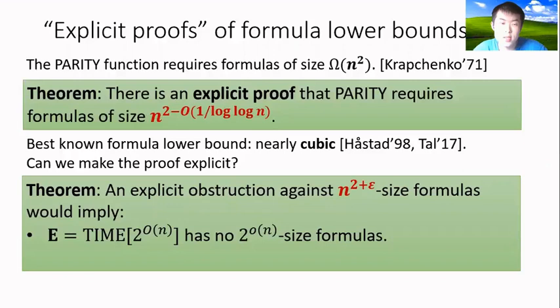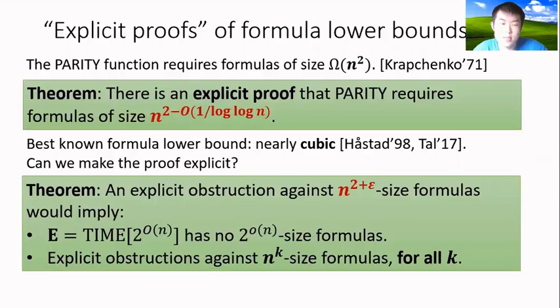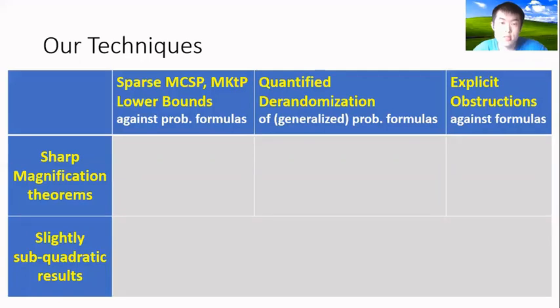First, it implies E, which is deterministic 2 to the order n time, has no 2 to the little of n size formulas. Second, it implies explicit obstructions against n to the k size formulas for all k. In fact, these statements are equivalent. To summarize, we have considered 3 different tasks, and for each of them, we show a slightly subquadratic result and a magnification theorem with sharp threshold.